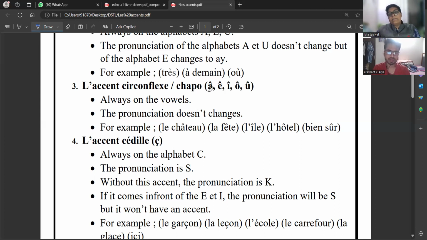Now, same thing, wherever these come, we will specifically pronounce this letter. For example, chateau, fête, hôtel. We are pressing on the letter, a little bit pressing on the letter, because we actually pronounce it on the alphabets.